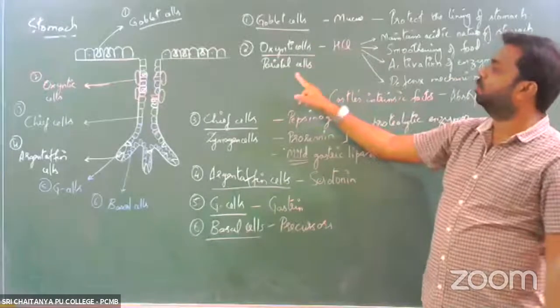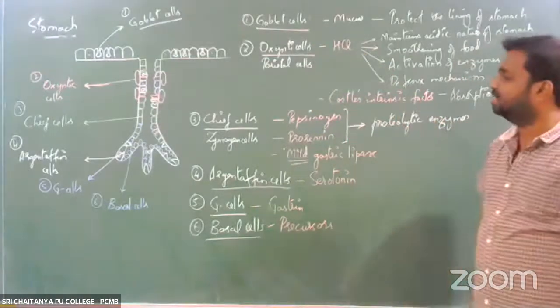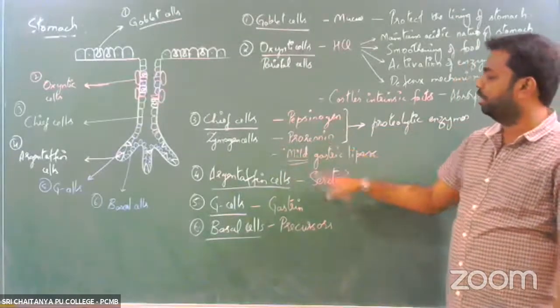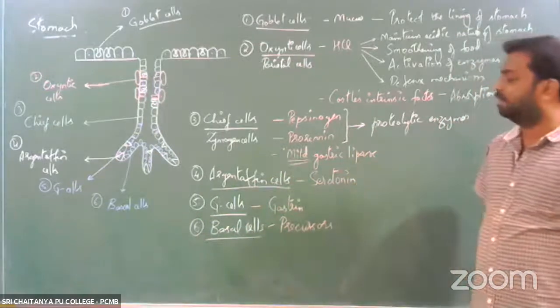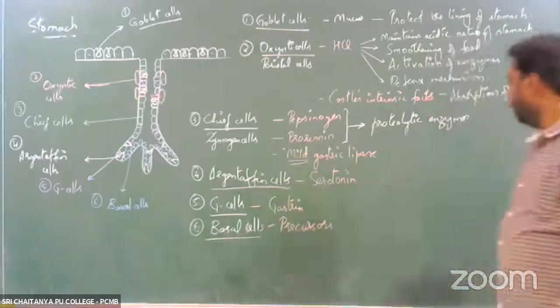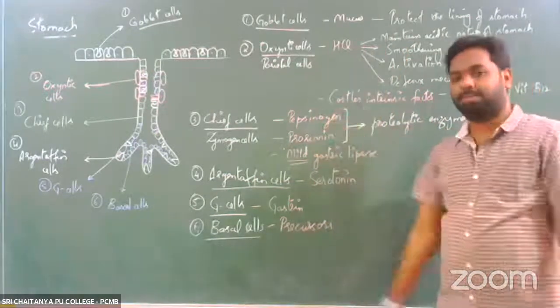Goblet cells secrete mucus. Oxyntic cells or parietal cells secrete HCl as well as Castle's intrinsic factor. Chief cells or zymogen cells secrete pepsinogen, prorenin as well as mild gastric lipase. Then we have argentaffin cells secreting serotonin. Then we have the G cells which secrete gastrin, and then we have the basal cells which act as the precursors of all of these types of cells.